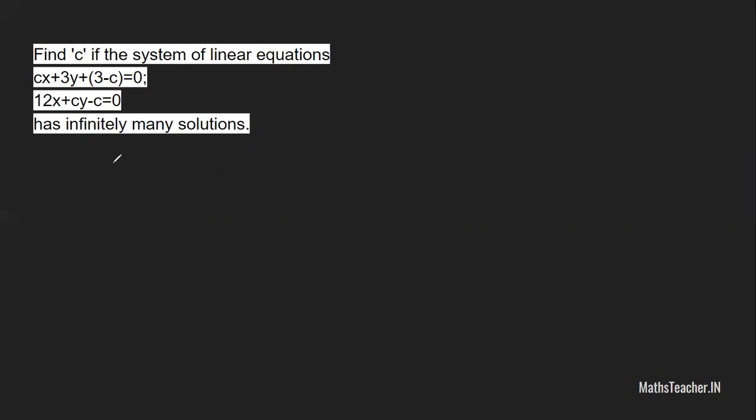I think all of us are aware that the condition for infinitely many solutions is a1 upon a2 is equal to b1 upon b2 is equal to c1 upon c2. As you can see, both the equations are already written in standard form because the right hand side is 0 and everything is on the left hand side. So we can directly compare the values of a1, a2, b1, b2 and c1, c2.